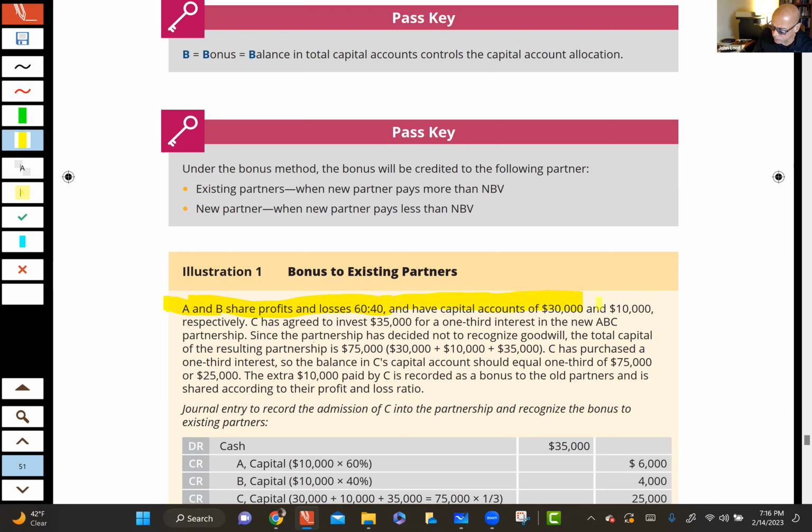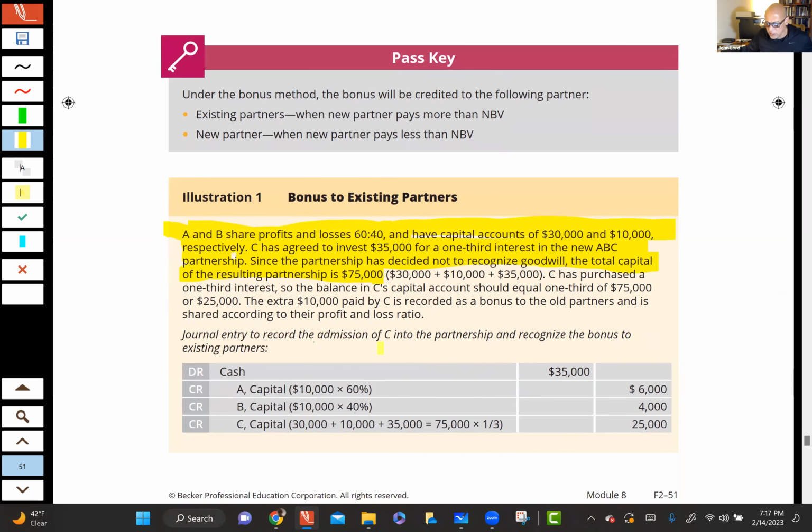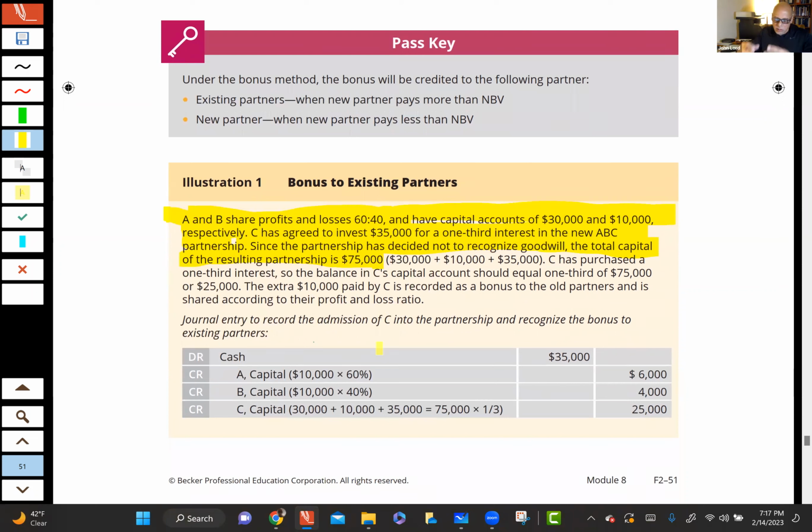And they tell us what their capital accounts are, respectively, and they tell us that C has agreed to invest $35,000 for a 1/3 interest in the new ABC partnership. Since the partnership has decided not to recognize goodwill, the total capital of the resulting partnership is $75,000, which is the 30 plus the 10 plus the 35 that the new guy is bringing in. The rest of what they're giving you here, guys, is the solution. On the CPA exam, they're going to give you that first part, and then ask you what the rest is telling you.